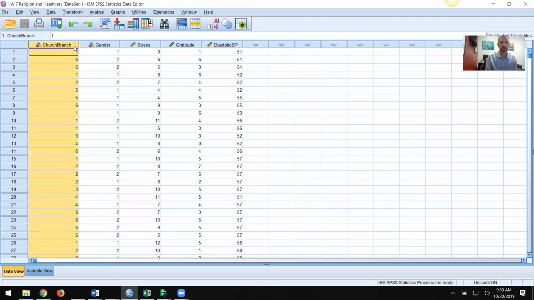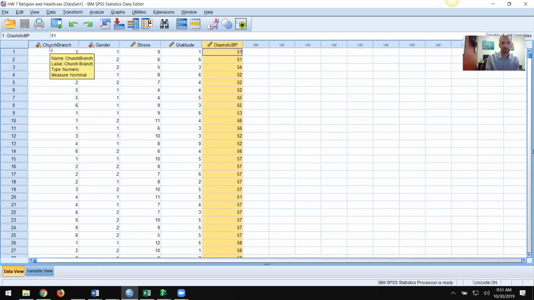It has church branch, gender, stress, gratitude, and diastolic blood pressure. I'm going to work through the question we had in class, which was: is the mean of those in the particular church branches different on levels of stress? Are people in particular church branches experiencing different levels of stress?